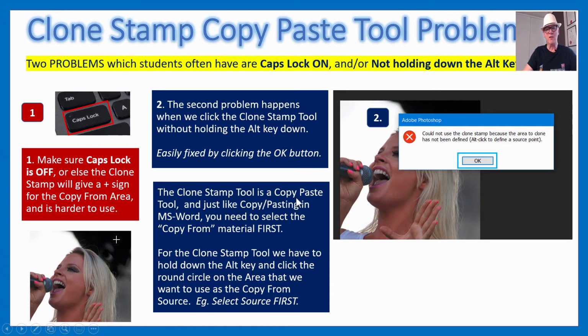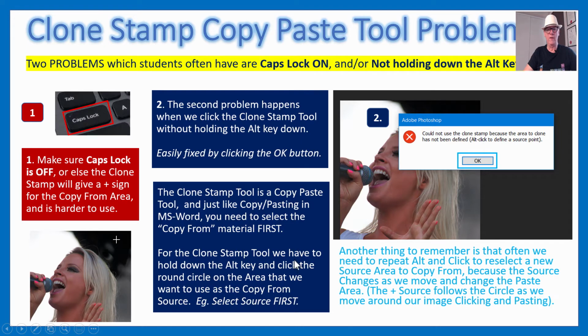So the clone stamp is a copy paste tool. Just like in Microsoft Word, you have to select things with your mouse first and do edit copy. The equivalent of selecting things with the mouse first is holding down the Alt key and clicking. So if you don't have your finger on Alt, it just says, hey, put your finger on Alt to select the from information. You always select the source first, and then you do your pasting afterwards.